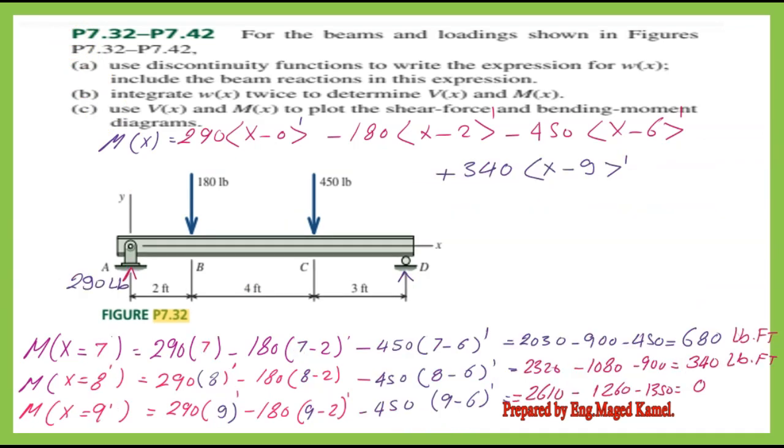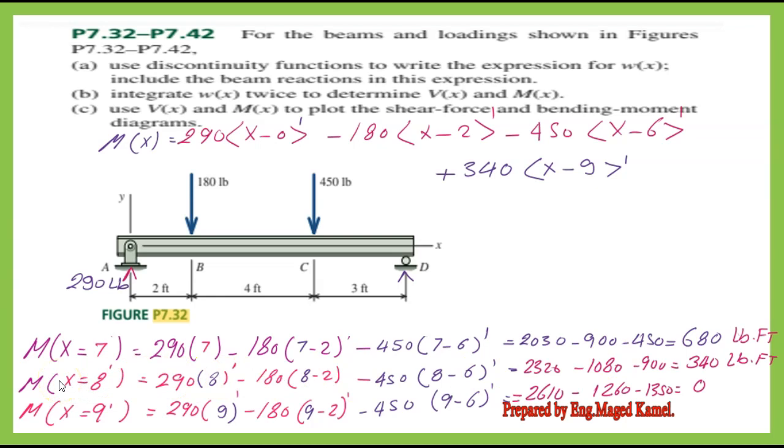In the next slide, we continue to find the values for M of x for 7, 8, and 9 feet. We consider x equals 7, so M of x equals 7 equals 290 by 7 raised to the power of 1 minus 180 multiplied by (7 minus 2) raised to the power of 1 minus 450 multiplied by (7 minus 6) raised to the power of 1 equals 2030 minus 900 minus 450 equals 680 pound-feet.